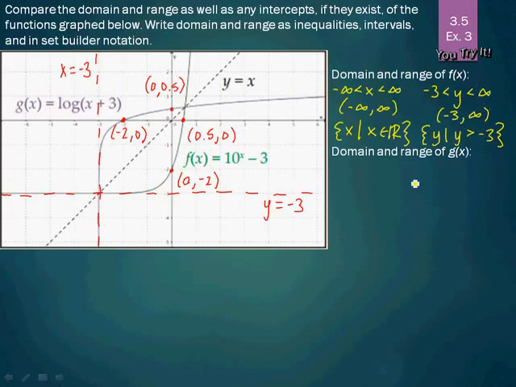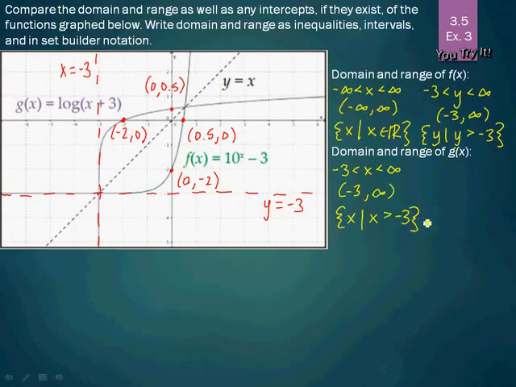Okay, so the domain and range of g of x. The domain of g of x is the thing that's restricted here. We know that it has to be bigger than -3 since it never touches -3, and then it goes right from there. So it'll be -3 is less than x is less than infinity. In interval notation, -3 to infinity. And in set builder notation, the set of x's such that x is greater than -3.